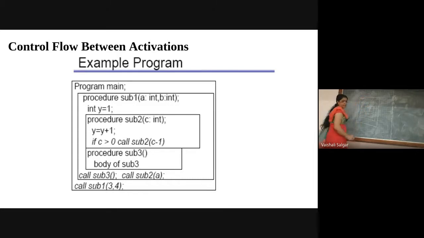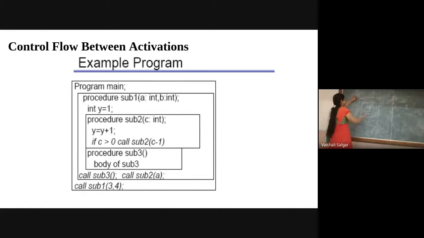Right? Now there are two calls. There is a call for sub 3. In sub 1, it is calling sub 3, and there is a call to sub 2 also. Right. So this is within the procedure definition of sub 1, and in my main program, I'm calling sub 1, right? So in my sub 1, I'm passing the parameters 3, 4.